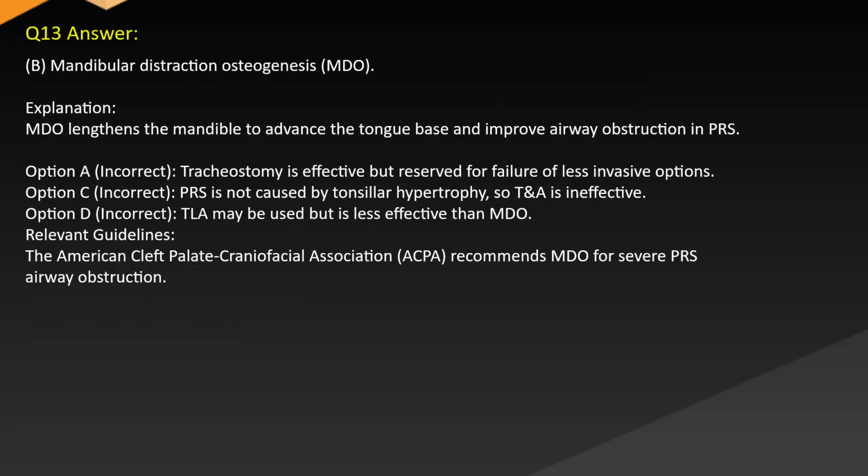Answer: B. Mandibular distraction osteogenesis (MDO). Explanation: MDO lengthens the mandible to advance the tongue base and improve airway obstruction in PRS. Option A incorrect. Tracheostomy is effective but reserved for failure of less invasive options. Option C incorrect. PRS is not caused by tonsillar hypertrophy, so tonsillectomy is ineffective. Option D incorrect. TLA may be used but is less effective than MDO. Relevant guidelines: the American Cleft Palate-Craniofacial Association (ACPA) recommends MDO for severe PRS airway obstruction.